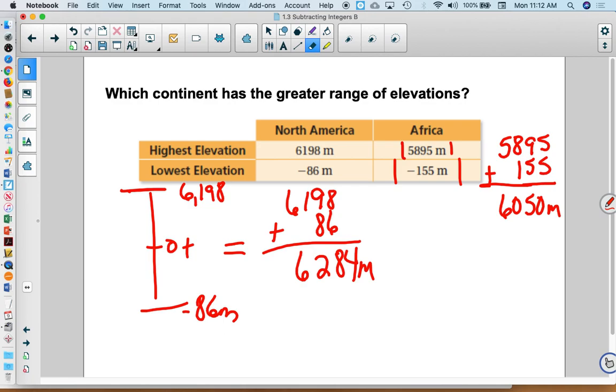Okay? Now, have I answered the question? Have I answered the question yet? No. So which continent has the greater range in values? Which continent has the greater range in values? Emily? I was looking at Emily, but I said the wrong name. North America is correct.